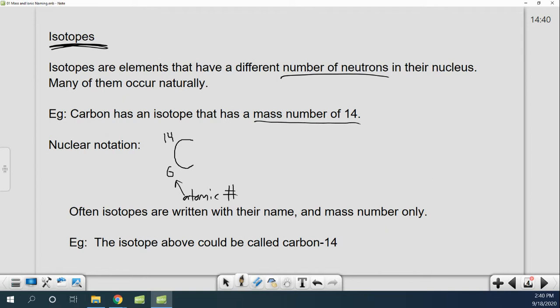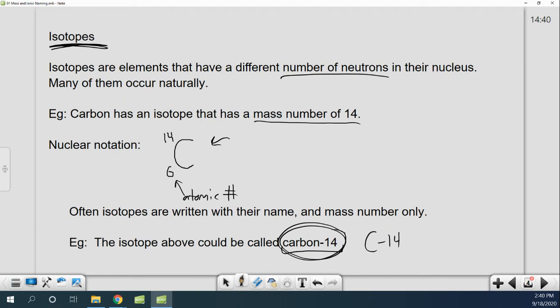So often isotopes are written with their name, the name of the element written out, and the mass number only. So for example, we would literally call it carbon 14, and you would see it written just like that. Sometimes people shorten it to C14, but a lot of times it'll just be like carbon 14, or they'd write it as nuclear notation. So all kinds of different ways to represent elements now.